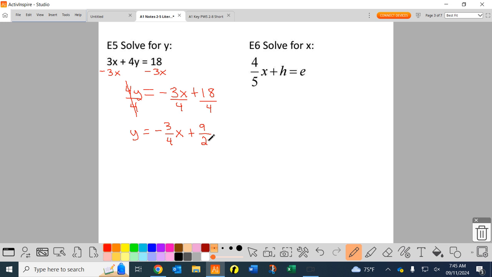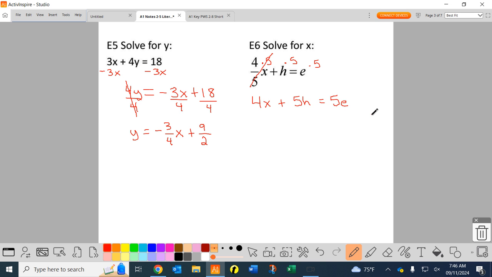Now, there's different ways to do this next one. Y'all tend to like to get rid of the fraction first, so I'm going to do that. You're going to have to move the h to the other side no matter what. So I'm going to go ahead and multiply everything by 5 to get rid of that denominator. That means the problem has no more fractions. It's going to be 4x plus 5h equals 5e.